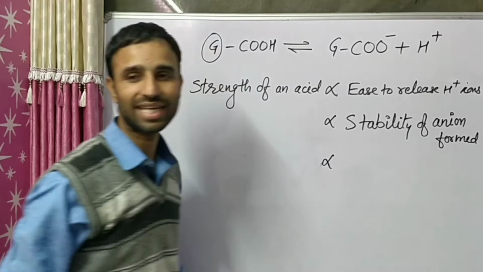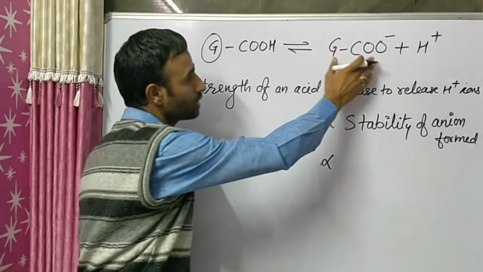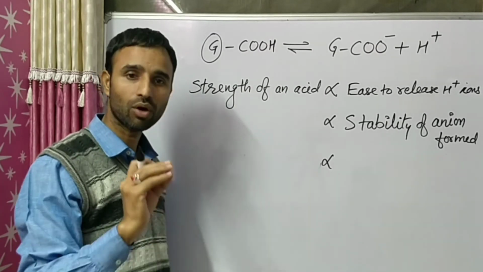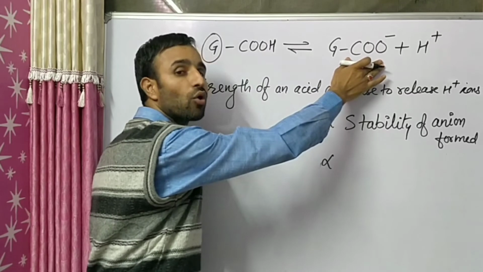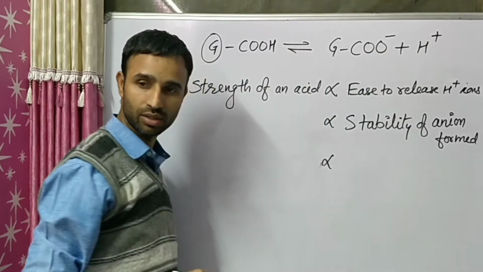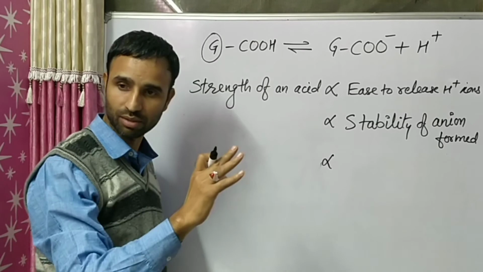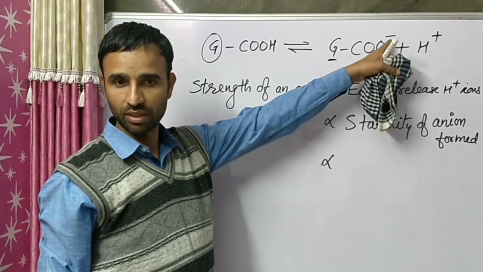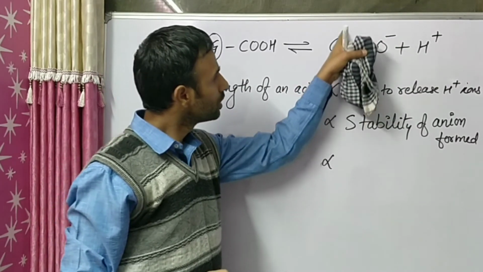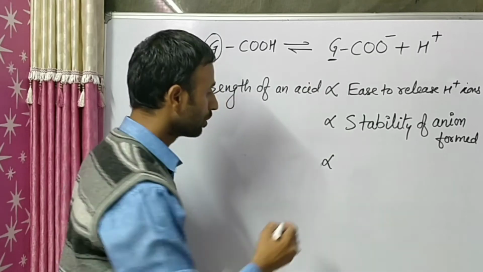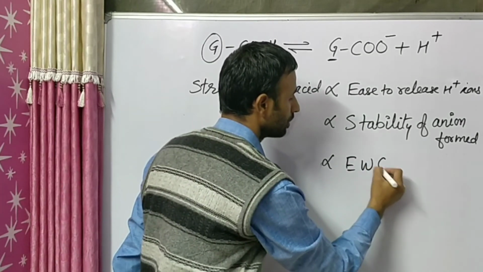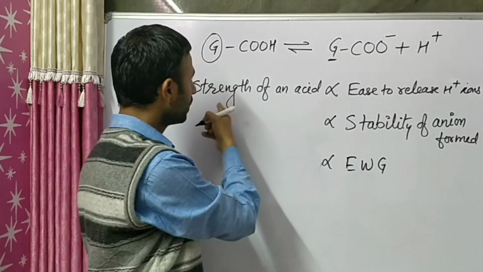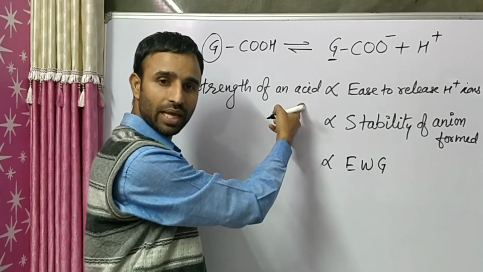Now the anion is negatively charged, so it is stable if the negative charge is decreased. It is less stable because of this negative charge. Now if any group attached decreases negative charge, it stabilizes it. So it should be a withdrawing group. So electron withdrawing groups increase stability of the anion, so increase strength of acid.